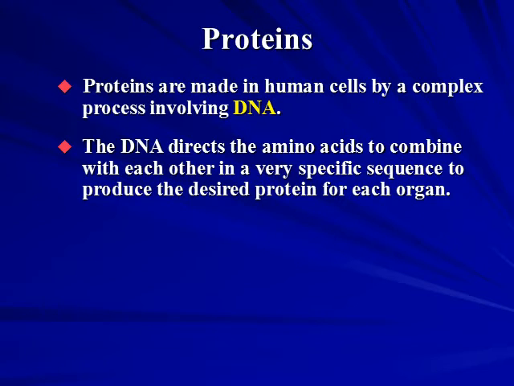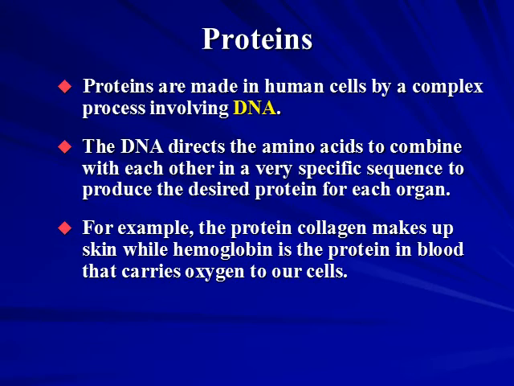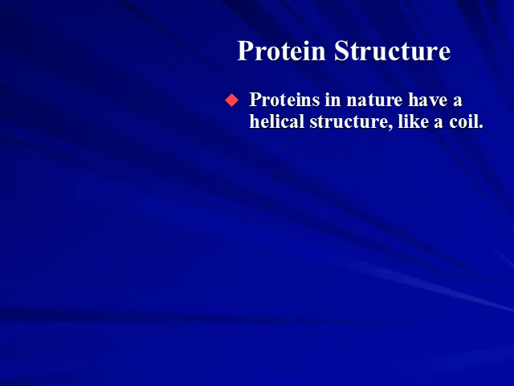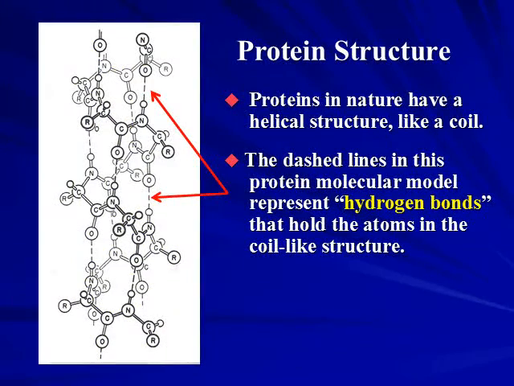For example, the protein collagen makes up skin, while hemoglobin is the protein in blood that carries oxygen to our cells. Other proteins contract muscle tissue, and fight viruses and bacteria that invade us. Proteins in nature have a helical structure, like a coil. The dashed lines in this protein molecular model represent hydrogen bonds. This type of bond holds the atoms in the coil-like structure as shown in the diagram.